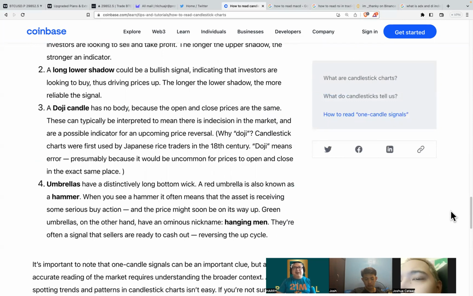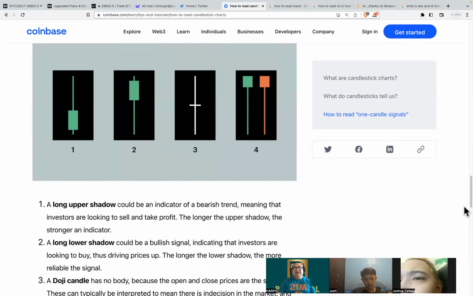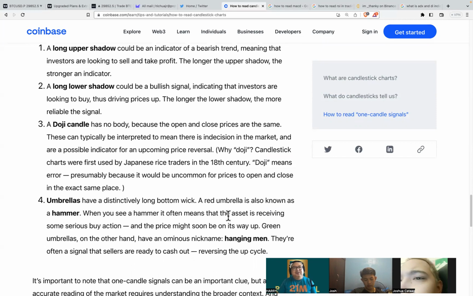Tapos yung mga umbrella naman, mga umbrella na green. So the umbrellas means that the asset is receiving some serious buy action and the price might soon be on its way up.